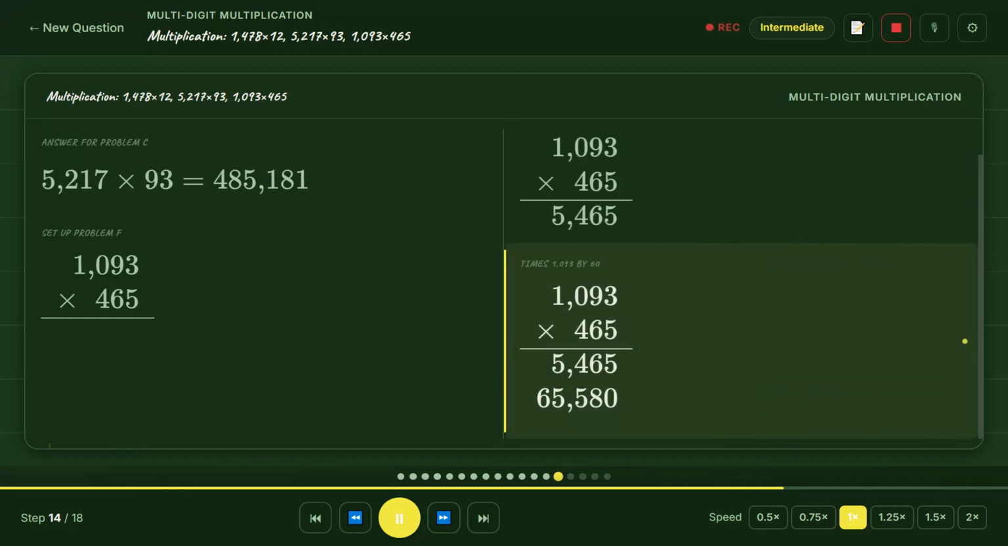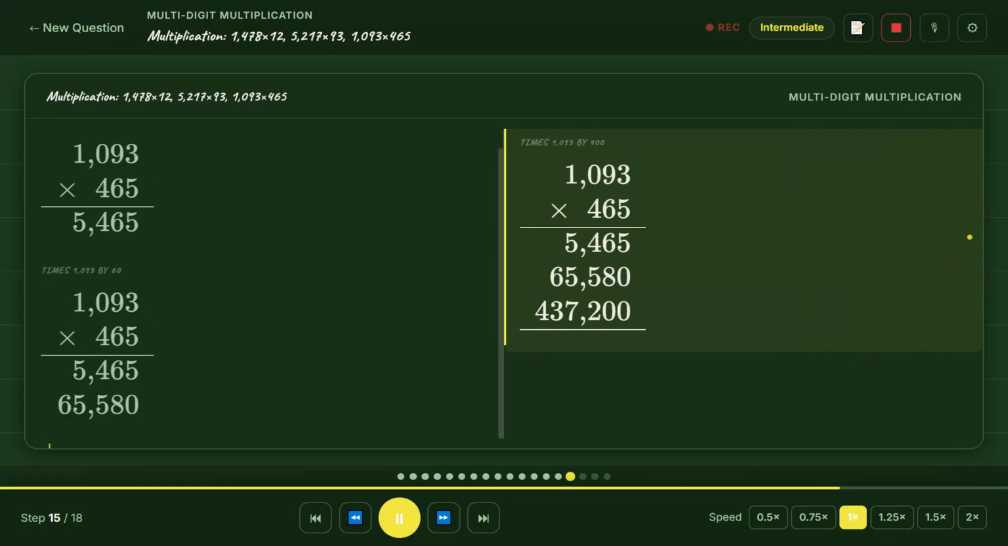Now times 1093 by 6 in the tens place. Put a 0 first because 6 is in the tens place. 3 times 6 is 18, carry 1. 9 times 6 is 54, plus 1 is 55, carry 5. 0 times 6 is 0, plus 5 is 5. 1 times 6 is 6. We get 65,580.